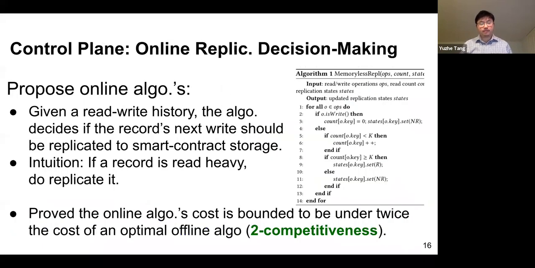In the control plane, we propose a series of online algorithms. Each online algorithm, given a read-write history, decides if the data record's next write should be replicated to the blockchain or not. The intuition we use to design the algorithm is the following. If the record is read heavy, then we try to replicate it. Otherwise, we refrain from replicating such a record onto the blockchain. In the paper, we prove the online algorithm achieves 2-competitiveness. That is, the cost of the online algorithm will be bounded by twice the cost of the optimal offline algorithm.